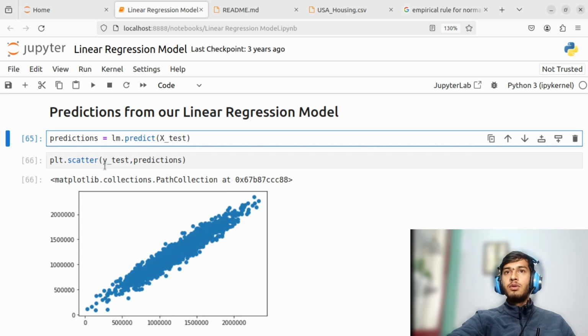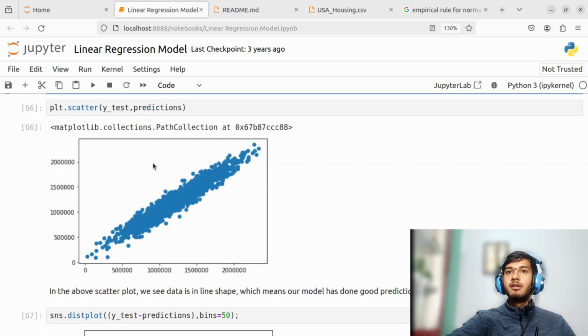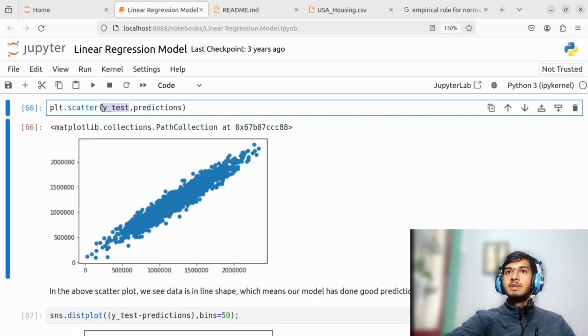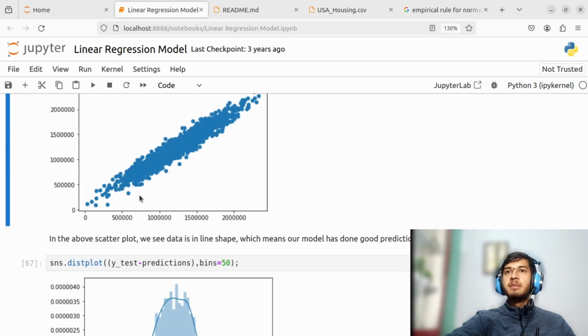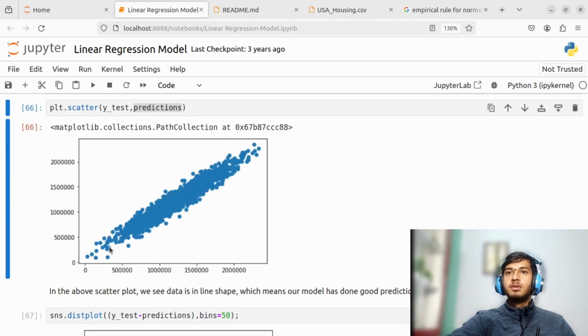Now you can plot a scatter plot, and in that scatter plot on the y-axis we are giving the y test. That is basically your original value, and predictions are your predicted value. So this is the graph. You may see that it is kind of linear. That means our model is pretty much accurate.